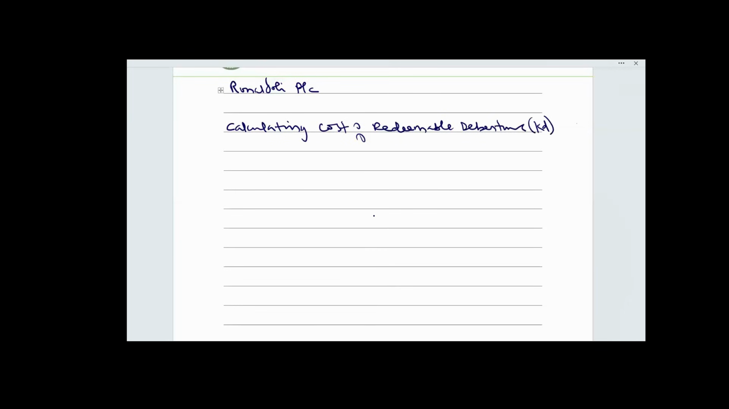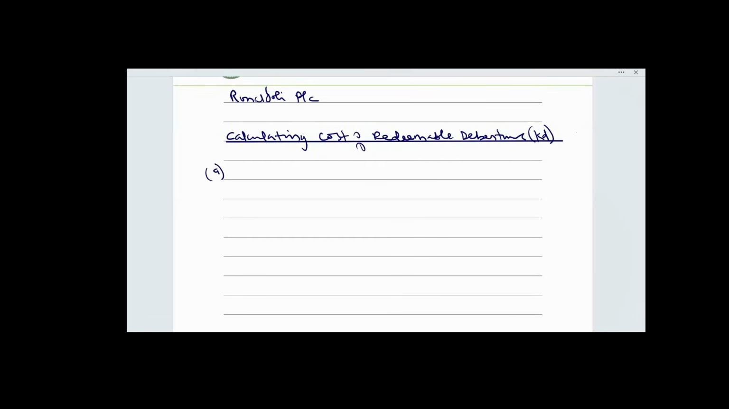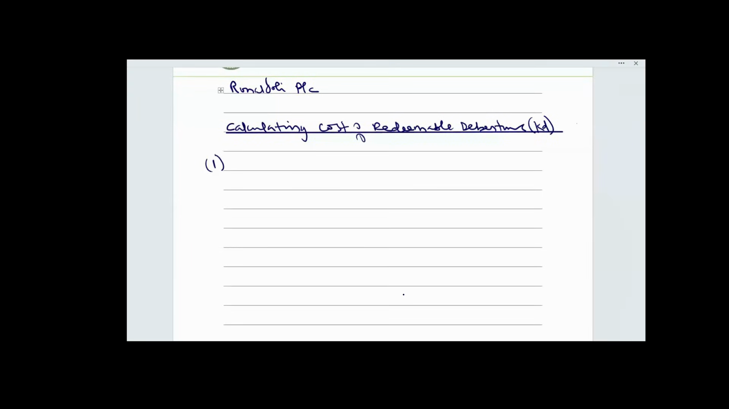To calculate cost of redeemable debenture, we simply calculate the internal rate of return. I told you anytime you want to calculate internal rate of return, you are expected to assume two discount rates that will produce two opposing NPVs. First thing first, the examiner has told us in the question that where the company is not liable to pay tax, let's first of all start from there. This is Roman figure 1, not A. So I would then say where there is no tax.